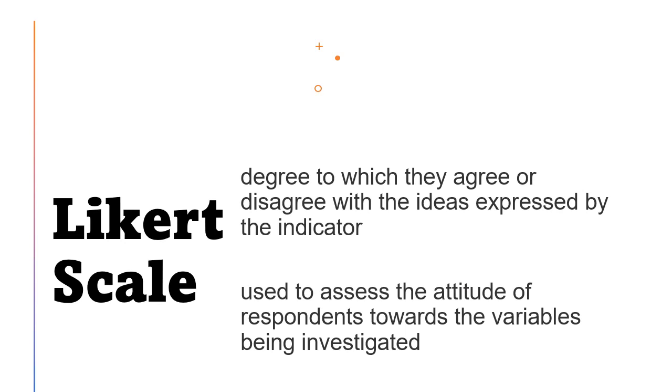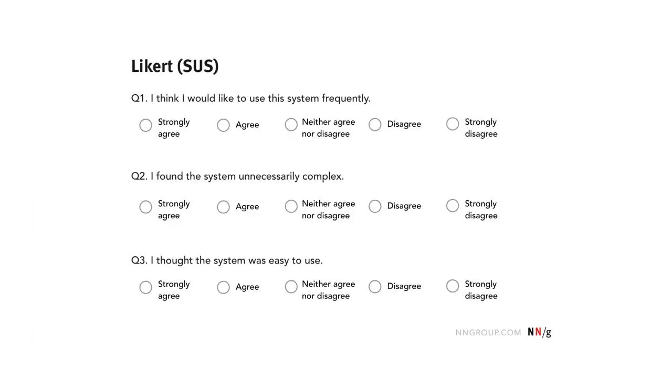Now, Likert scale. When I talk about Likert scale, it is the degree to which they agree or disagree with the ideas expressed by the indicator. So there is an indicator, and then you will ask them, do you strongly disagree? Do you disagree? Are you just neutral? Do you agree, or do you strongly agree with this idea? It is used to assess the attitude of respondents towards the variables being investigated. Example: I think I would like to use this system frequently. Then I need to tick, is it strongly agree, agree, neither, disagree, or strongly disagree? So it's a scale. Usually we use a scale of 3 to 5 point system.